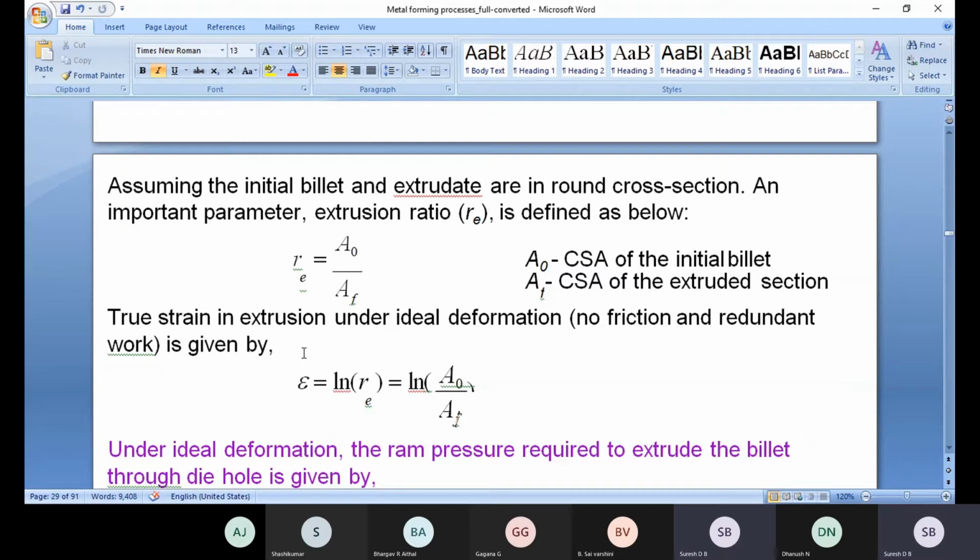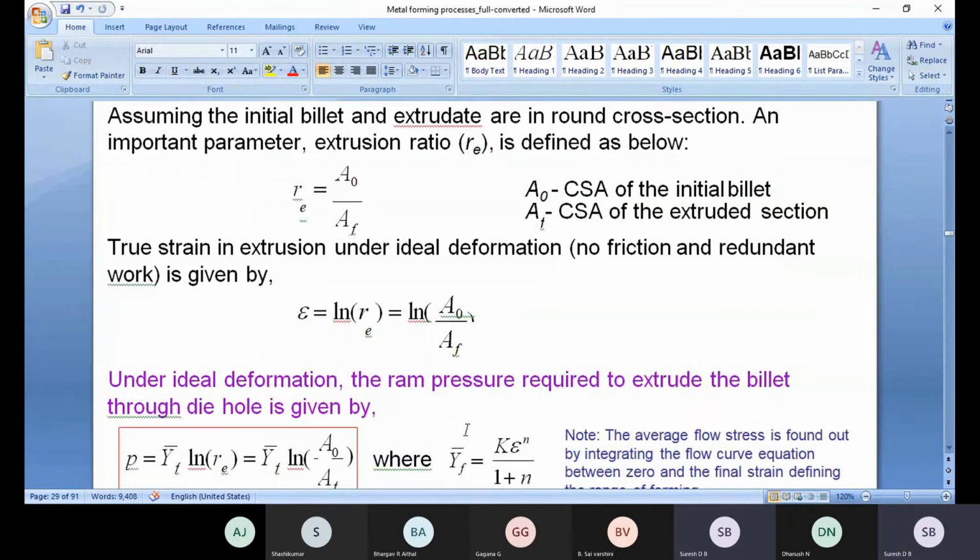No unit for strain. The true strain is denoted by ln of the extrusion ratio of the component or material. Here the extrusion ratio you already know, A naught divided by AF, so epsilon equals ln of A naught divided by AF. That is the formula for finding true strain in extrusion under ideal deformation. Ideal deformation means the material is compressed and deformed without any friction between the component and the container.